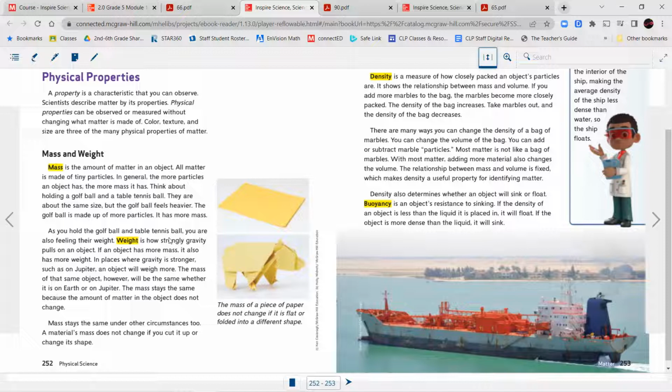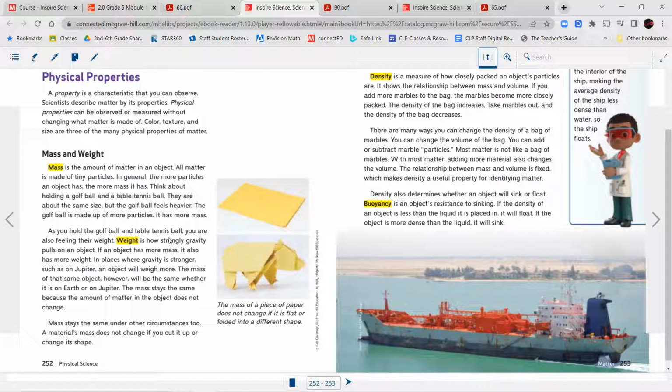Now, mass, we said, stays the same no matter what you do to it or where you have it. But it also stays the same if you have the mass of a piece of paper. When the paper is flat, it has a particular mass. If you crumple it up into a ball, it will have the same mass. You haven't taken anything away from it or added anything to it. You've just changed its shape. If you fold it up into a paper airplane, it will still have the same mass.